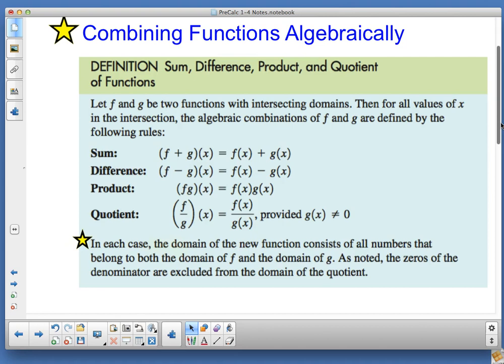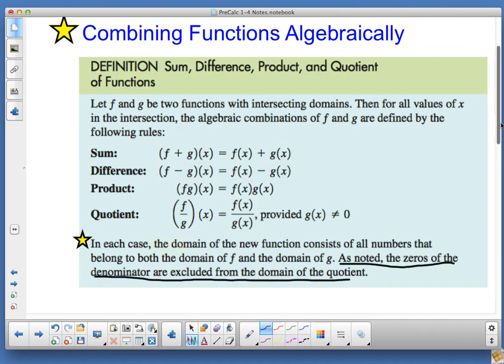In each case, the domain of the new function consists of all numbers that belong to both the domain of f and the domain of g. As noted, the zeros of the denominator are excluded from the domain of the quotient. This is what the book and Slater do. We don't. I expect to see the zeros. Matter of fact, scratch that out. Get rid of that statement because we will denote the zeros in our domain, because I'm expecting to see it. I left that in there just to make this point about those 2 resources. That's why I don't post the book answers.